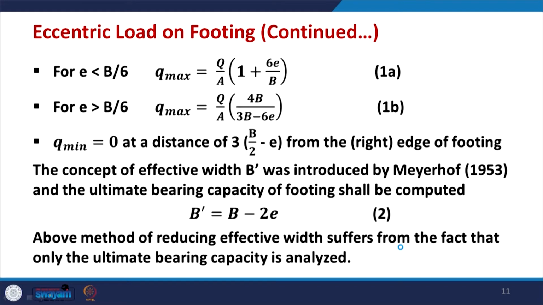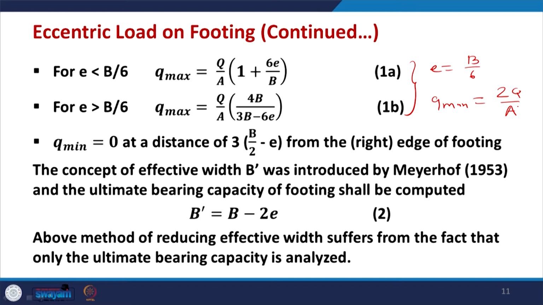In the case where e equals B by 6, either of these two equations can be used. If I put e equal to B by 6 in either equation, you get the value of Qmax equal to simply 2 times Q by A, and Q minimum in this case will be 0. So for e equal to B by 6, you can use either of these equations. We already discussed that Q minimum will be 0 if you have e equal to B by 6.